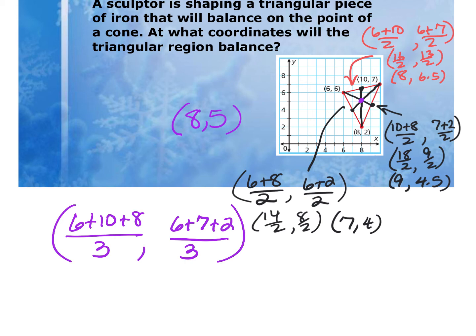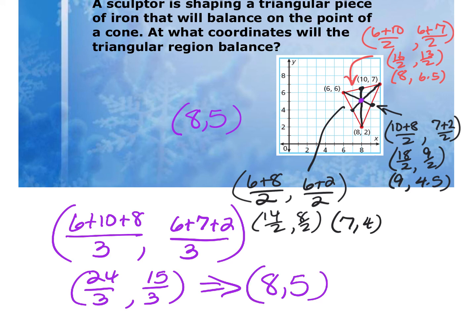I end up getting 24 when I add 6 plus 10 plus 8. And when I add 6 plus 7 plus 2, I get 15. Then when I simplify that, I get 8, 5, which is my centroid. So a nice little trick that always works. However, if you weren't paying attention, then the book's going to teach you the long way. Another way that you could also find this centroid is to take any of the medians.